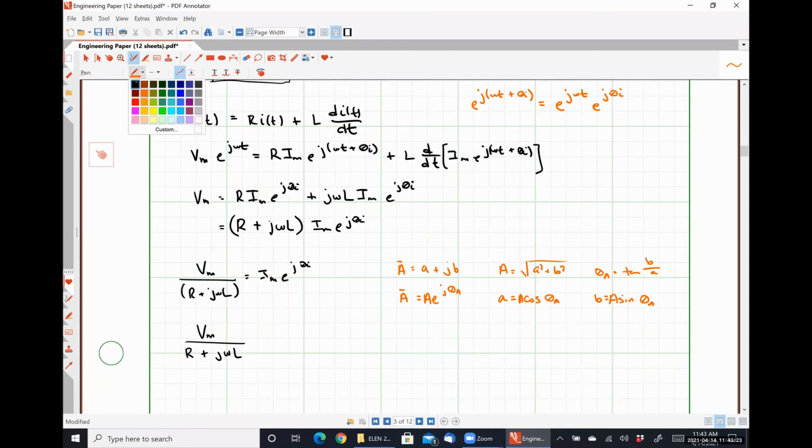So let me ask you guys a question. It's okay if you don't know the answer right off the bat, but how can I get the complex number V over R plus j omega L into this form, where instead of having a complex number in the denominator, it looks like I have a complex number in the numerator?